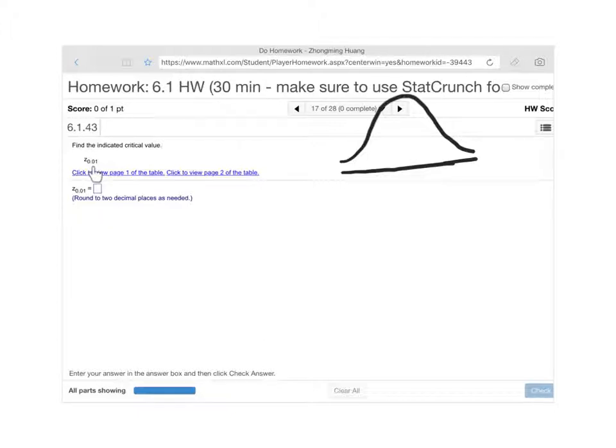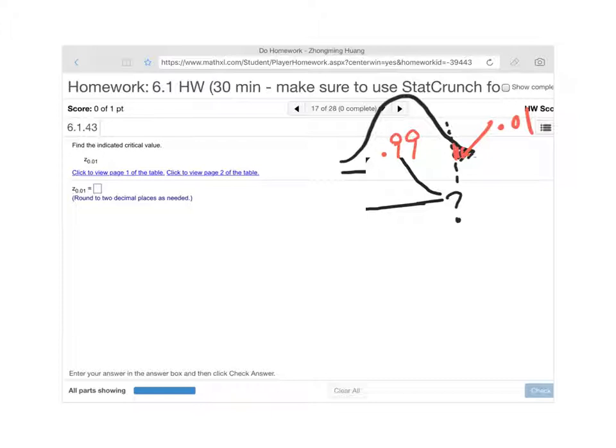Now, this little subscript 0.01 means the area to the right of the value you're looking for. So in other words, this is the value that you are looking for, and from the subscript you know that this area to the right is 0.01. Now if the area to the right is 0.01, that means the area to the left is 0.99.